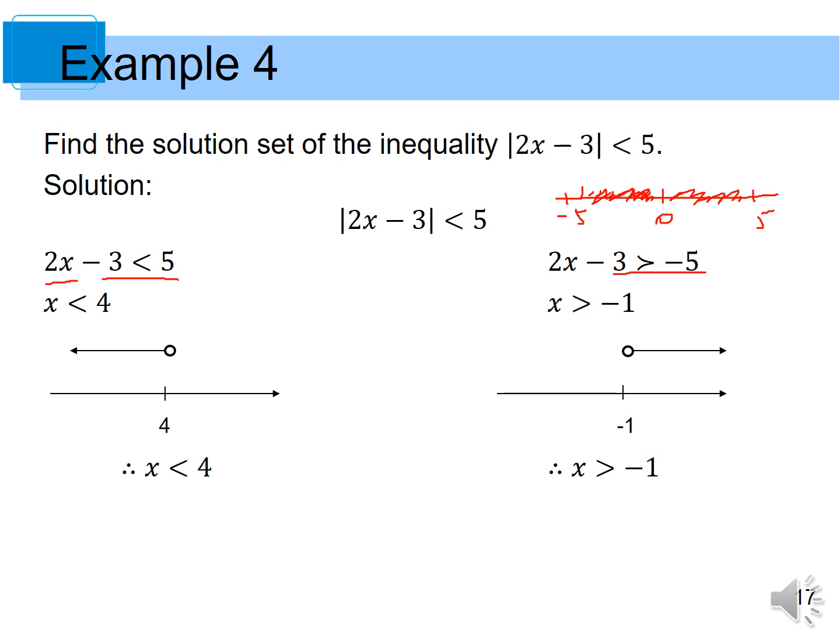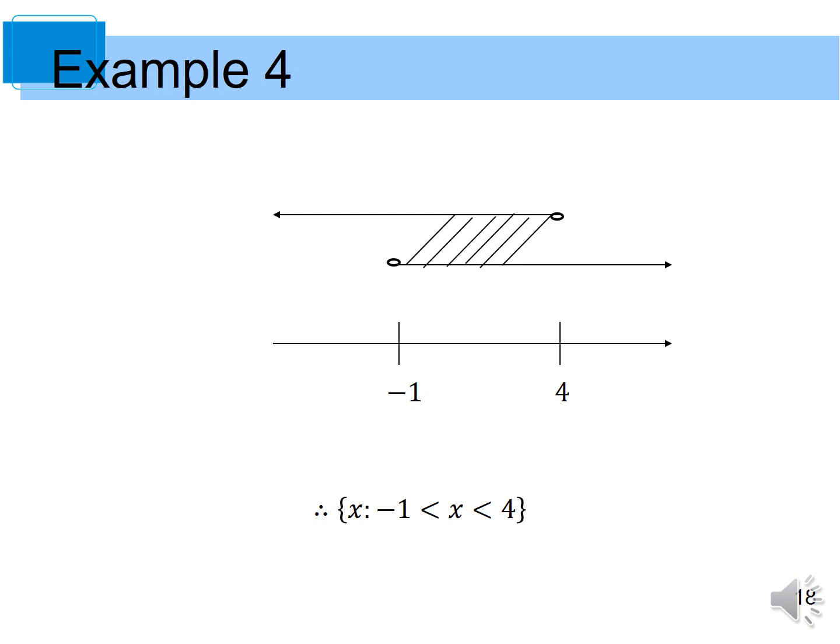And same for this side, x greater than -1. So this is a number line representing x greater than -1, because the region here is greater than -1. And you can conclude your answer, x greater than -1. After that, look at the next page. You combine your result from the previous page. For x, this graph is a combination of your previous results.